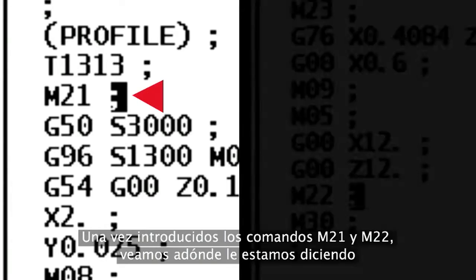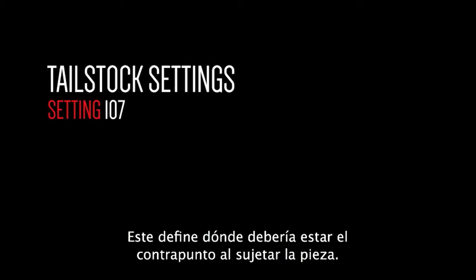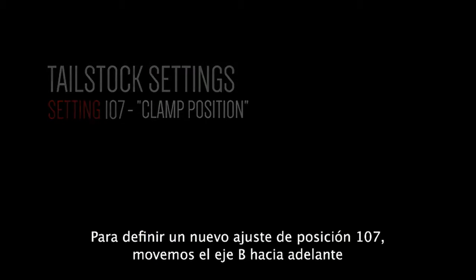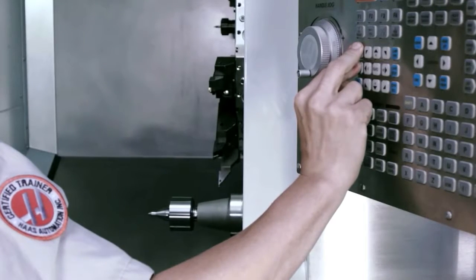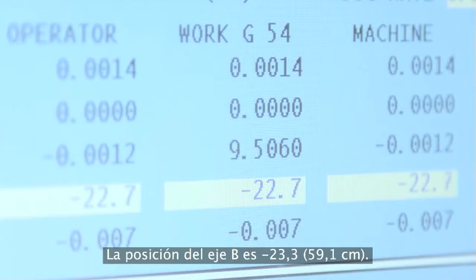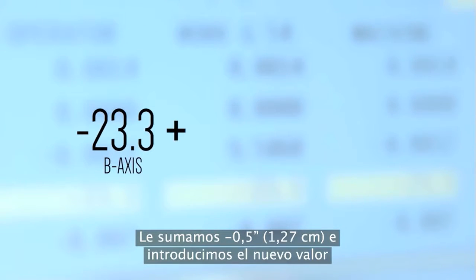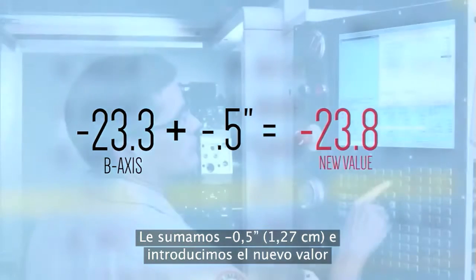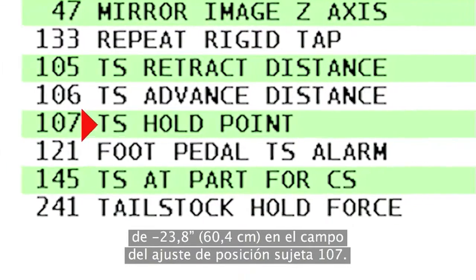With our M21 and M22 commands in place, let's look at where we're telling the tailstock to go. We'll start with setting 107. This defines where the tailstock should be when it's clamping the part. To find a new setting 107 position, we jog B-axis forward until it touches the end of the part. The B-axis position is negative 23.3. We add negative 0.5 inches to the negative 23.3 value, and we enter this new value of negative 23.8 into the setting 107 hold point field.